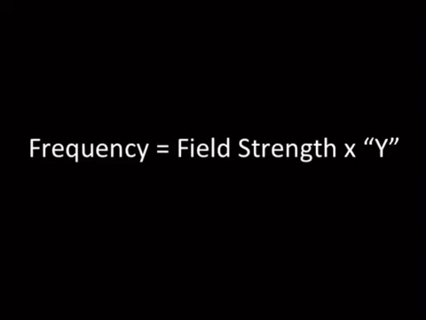I'm not a big formula person because I don't think formulas are helpful for this particular exam, but this is one formula that I think is helpful and worth remembering. Frequency equals the field strength, that's the strength of the magnet, 1.5 or 3 Tesla, times the letter gamma, which is the gyromagnetic ratio constant. It's irrelevant. It's just a constant.